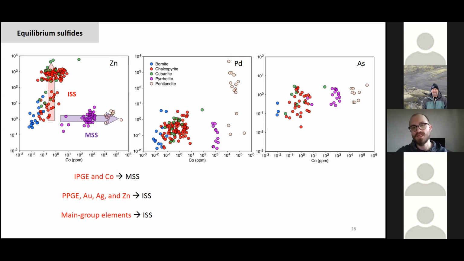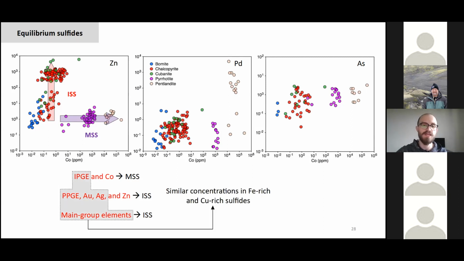Now, palladium and arsenic actually don't behave the way that they should. One might expect that they may be concentrated in the copper-rich phases, but what we actually see is that they occur in similar concentrations in both the iron-rich and copper-rich sulfides, apart from pentlandite. We can explain this similarity in concentrations of the PGE and metalloids between all of these sulfides by the exsolution of platinum group metals, which would have increased the concentrations of the PGE and the metalloids, but would not have affected the concentrations of the base metals such as zinc and cobalt.